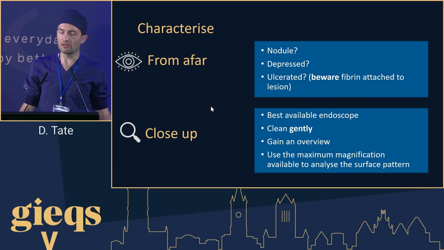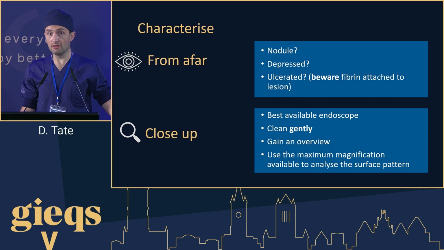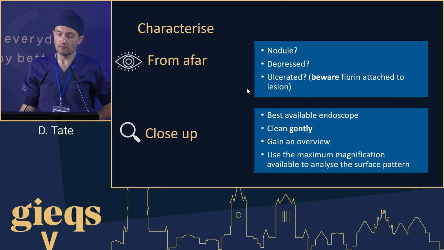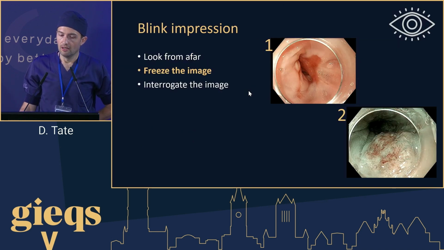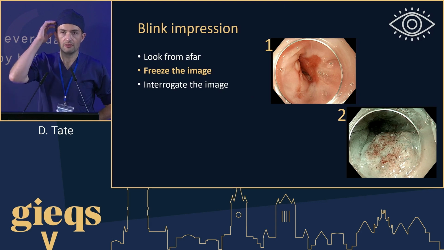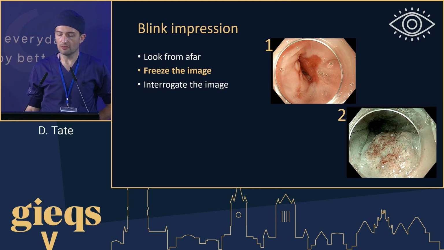Then you go closer up, you take the best endoscope you have. If image characterization is your goal, you clean gently, you take an overview, and you use the maximum magnification available on your endoscope to analyze the surface pattern. That is starting with a first impression. So you freeze the image, you look from afar, you interrogate the image.